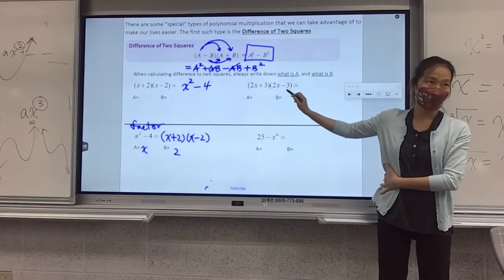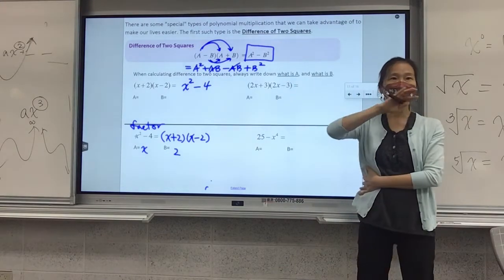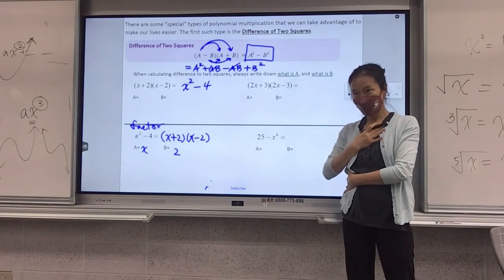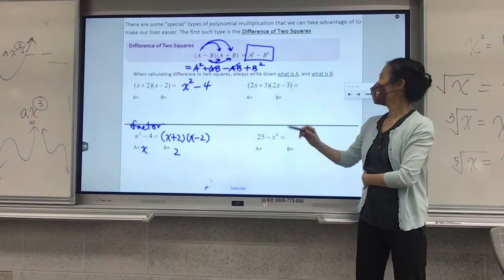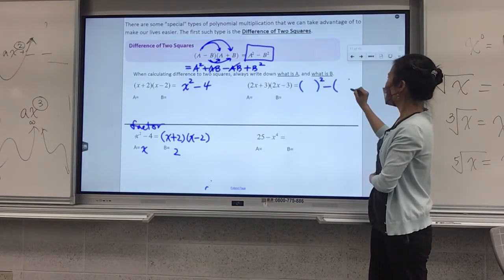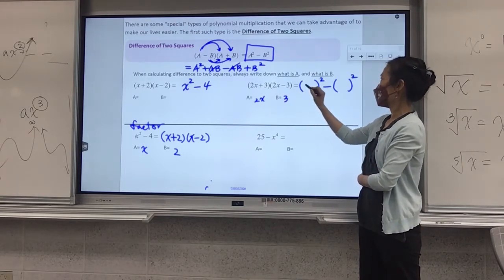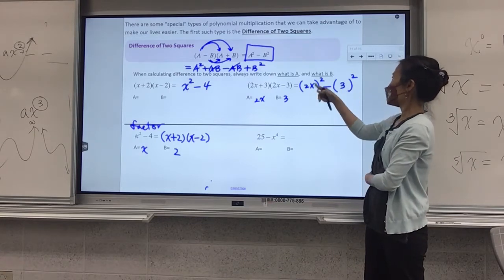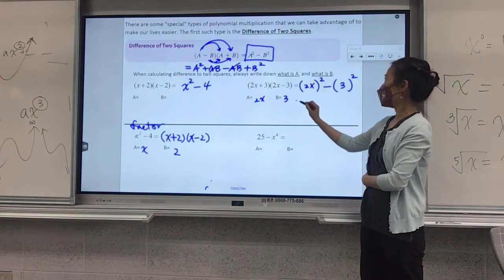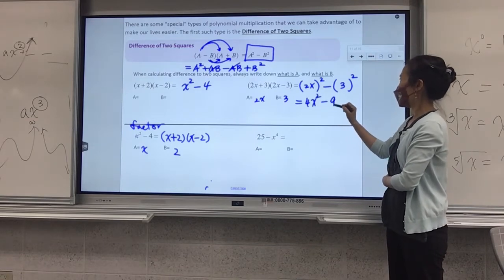Expand and simplify. You can take your time to expand every single term by FOIL, but now you know the pattern, so we have a shortcut. We love shortcuts. So what is that going to be? A squared minus b squared. What's your a? What's your b? So what is 2x all squared? Make sure you distribute that exponent to every single number. Minus 9.